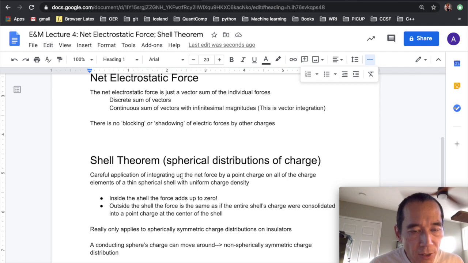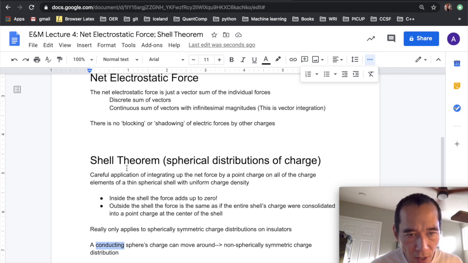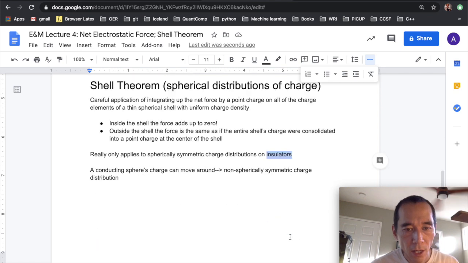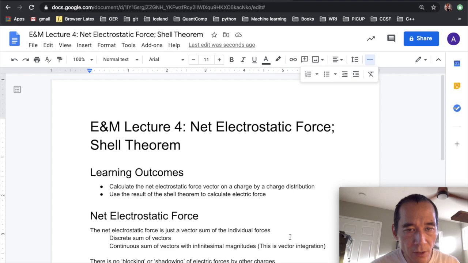I'm going to indicate that there is a Shell theorem that has two regions of efficacy. I'll describe what that means. And I'll also comment on what's special about a conducting sphere and the Shell theorem versus an insulator sphere and the Shell theorem. And that is the lecture. So I'm going to move over and draw some pictures now.